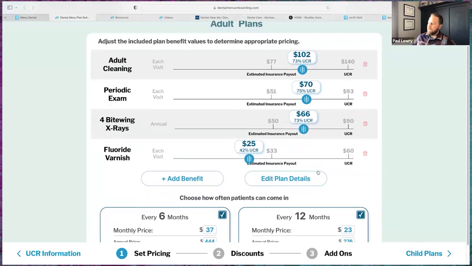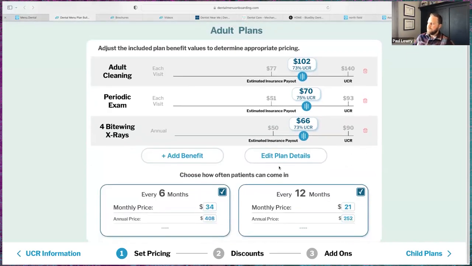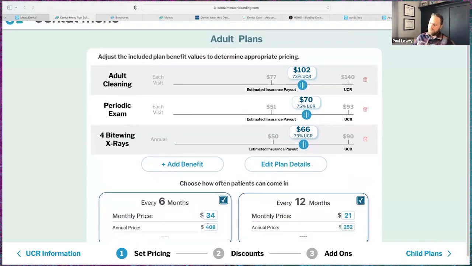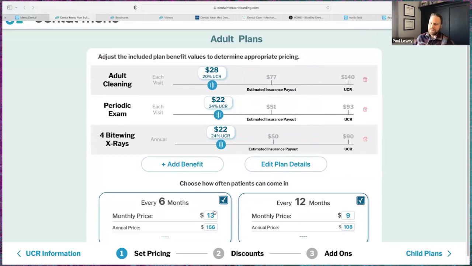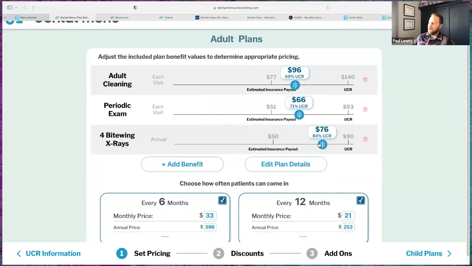And you'll notice down here, I'll delete this one so it's even easier to see, the recommended monthly and annual price changes based on how much you want to be paid. So if you're okay getting paid this much, you can charge $13 a month if you want. Looking at your insurance payouts and then your UCRs, you can give the patient a better deal, but you're still making good money here. You're covering your hygiene time. It's going to tell you exactly what to charge.